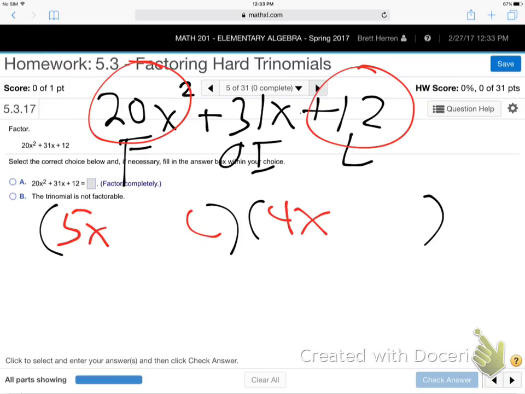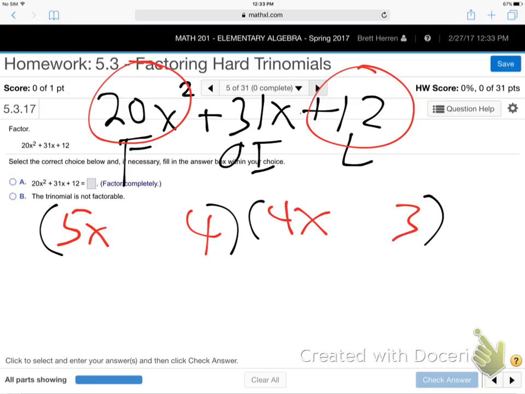So 4 here, 3 there. Then the OI. Now we got to check those. Is everybody good to there? Everybody see how I'm coming up with that? Front makes the 20. Back makes the 12. And there's nothing in common in the parentheses. So it's a maybe, it's a probably. Just got to check the OI now, make sure the middle is right.